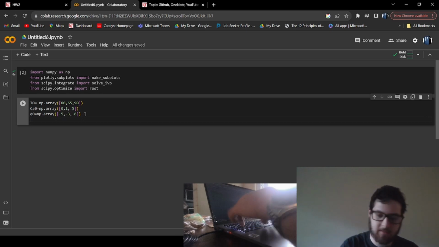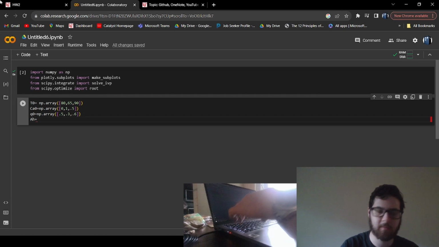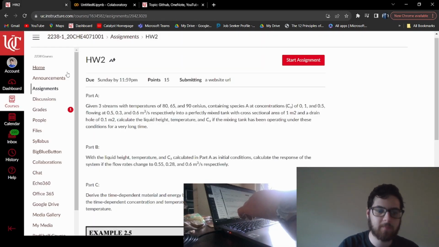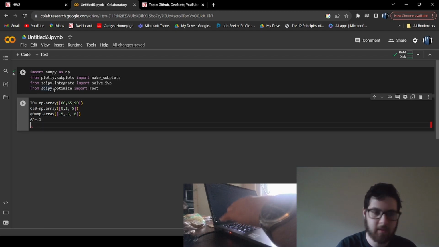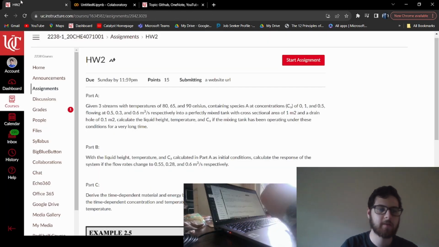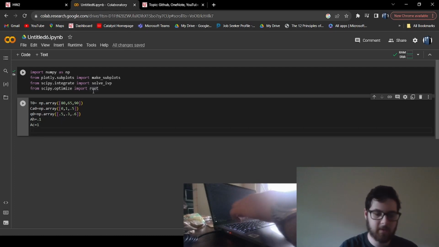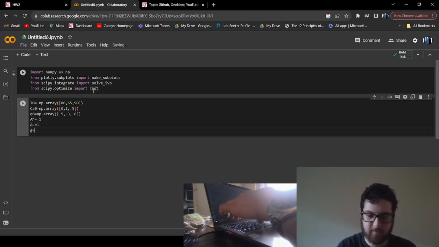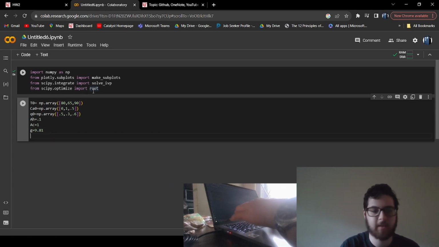Alright, and then we got some other little things to define here, like the size of the hole is equal to probably 0.1 meters. Yep. And then the AC, the cross-sectional area, is equal to 1 meter squared. Yep. Alright. And then we will need to define gravity is equal to 9.81, because in the last ones I've forgotten to do that and it's messed me up.